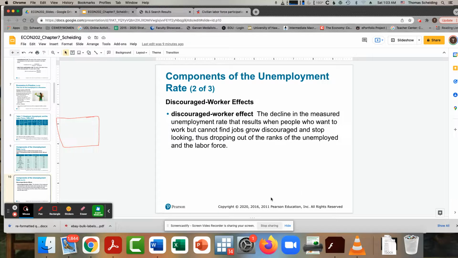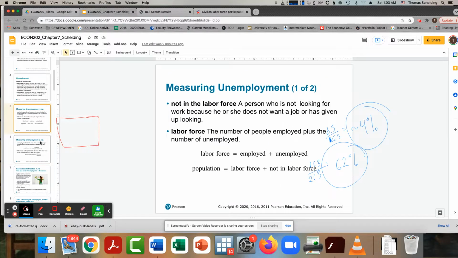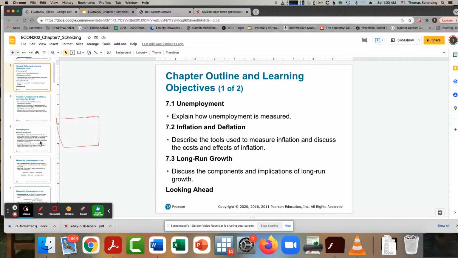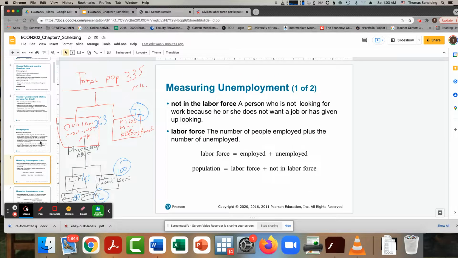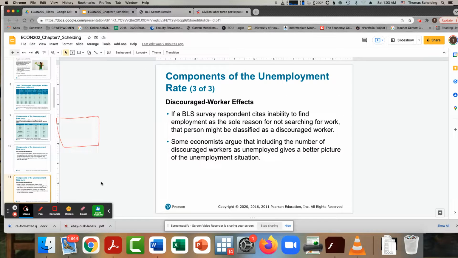So, in terms of our table, that individual is going to go from unemployed to not in the labor force when they become discouraged. And the discouraged worker effect could just be that conditions are so bad that you don't look for work. A global pandemic would be another great example of why a worker might become discouraged.